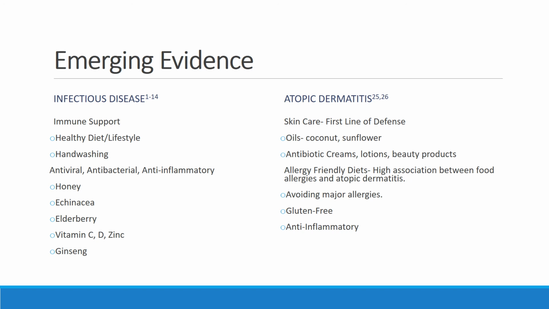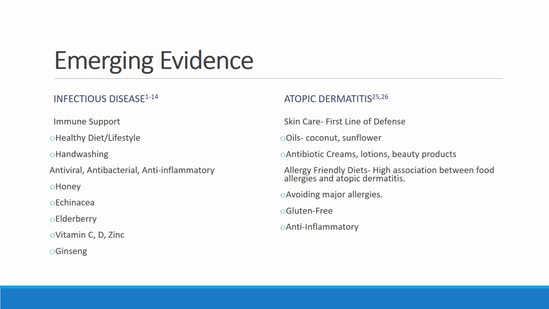Most of the research I came across for the treatment of influenza is focusing on supporting your immune system and substances with antiviral, antibacterial, or anti-inflammatory properties. One can support their immune system through leading a healthy lifestyle with a balanced diet, regular exercise, and good hygiene practices, and preventing the contraction and spread of germs. Some antiviral, antibacterial, and anti-inflammatory substances which get a lot of attention are honey, echinacea, elderberry, ginseng, and vitamin C, D, and zinc supplementation.